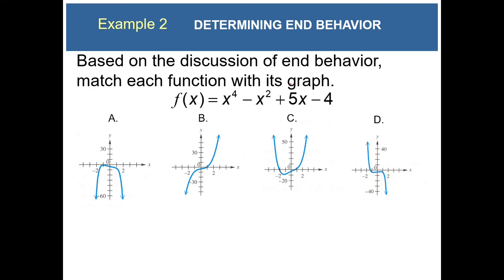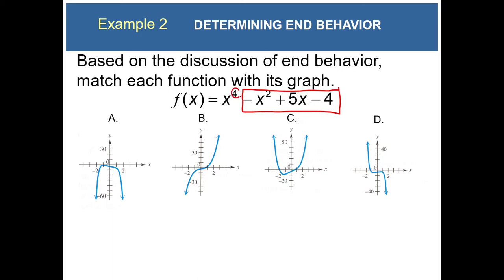Based on the discussion of end behavior, match each function with its graph. So for this one, we have f of x equals x to the fourth minus x squared plus 5x minus 4. Now I can figure out which graph this is without looking at the last terms. So I'm going to ignore the last three terms. They don't really matter when we're looking at the end behavior.